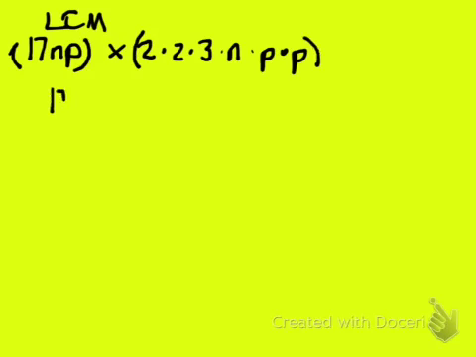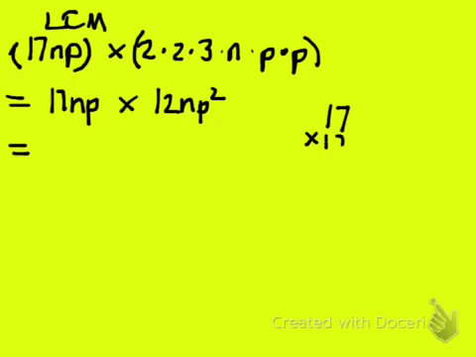Here we go. All right, this is what we're finding for the LCM. We're going to multiply 17 NP times the leftovers, which is 12 NP to the second. So yes, we have to multiply those. How do you do that? It's a little easier than it looks. First of all, just multiply your numbers. 17 times 12, and that gives you an answer of 204.